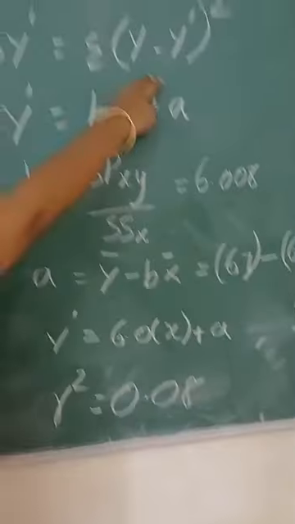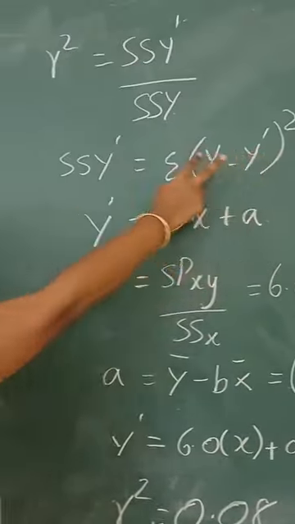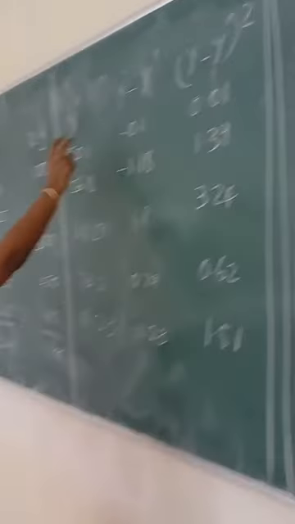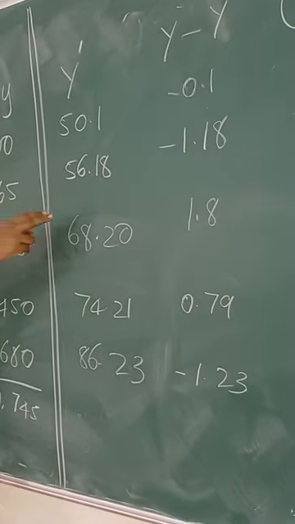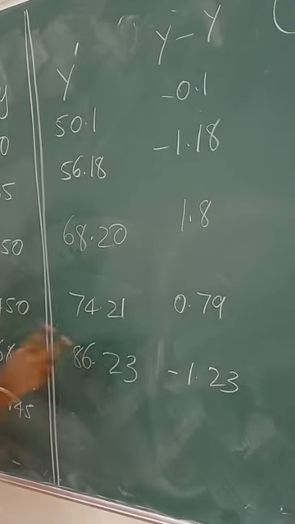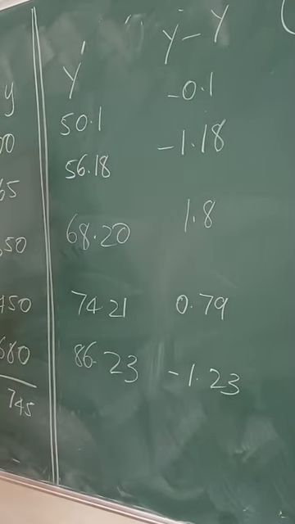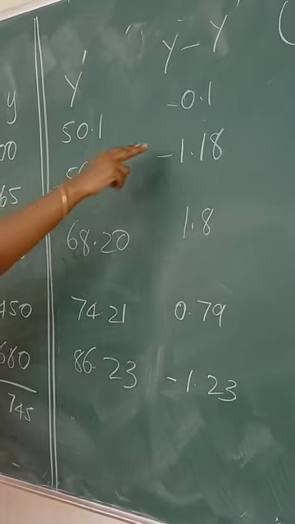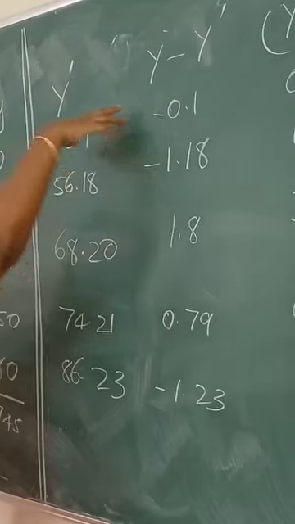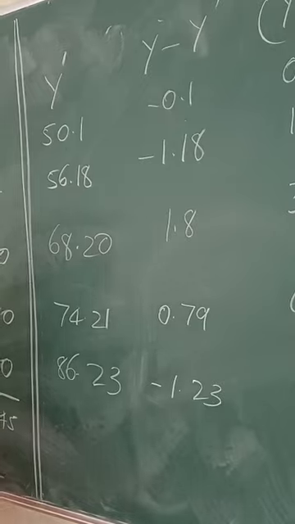We have the formula SS y' equal to the summation of (y minus y') the whole square. You have to find the y' value for every corresponding x value by substituting it into the equation, and then find y minus y'. The y value is 50 and our predicted value is 50 minus 1, so you will get minus 0.1. Similarly, you have to find all the values of y minus y', and then the final value will be (y minus y') the whole square.